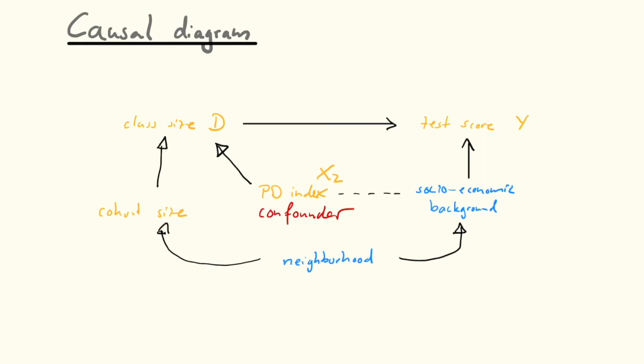Let's call it x3. At this point, we have to be a little bit more precise. We're not sure that the PD index is indeed a confounder. At this point, we should consider it a potential confounder. We're adding it to our model to control for it. Therefore, we also call it a control variable. Or sometimes we just call it a control.